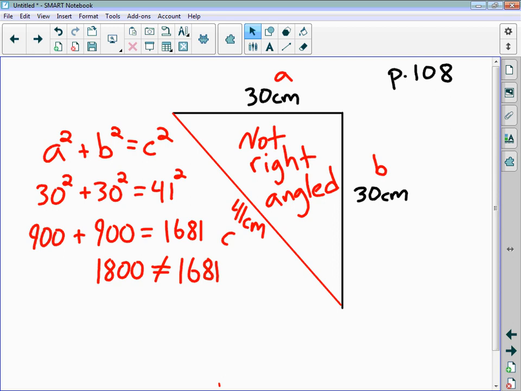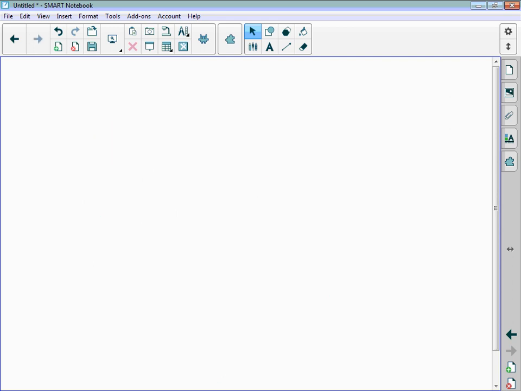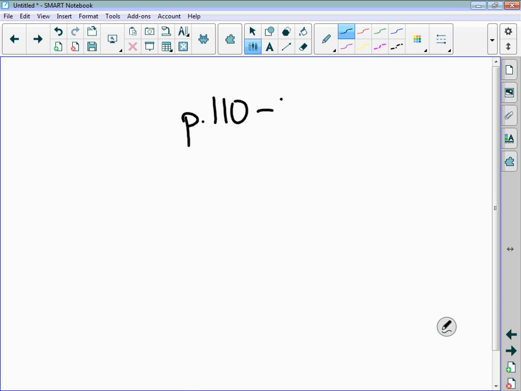Anyway, that's it. You're just continuing working with the Pythagorean theorem. I might as well give you your assignment now, although your sub could as well. You will be working on page 110 to 111, numbers 4 through 12 even. So just the even numbers, 4, 6, 8, 10, 12.